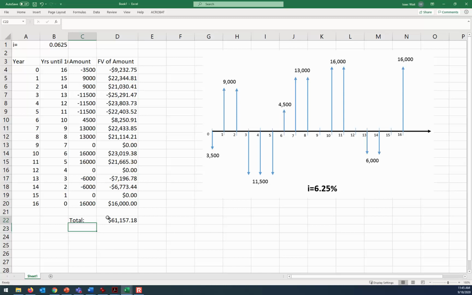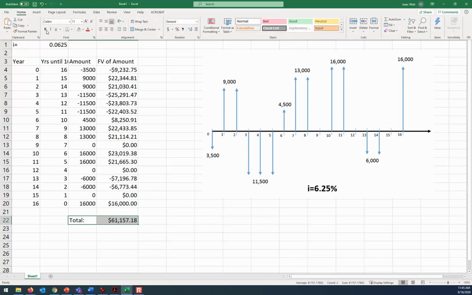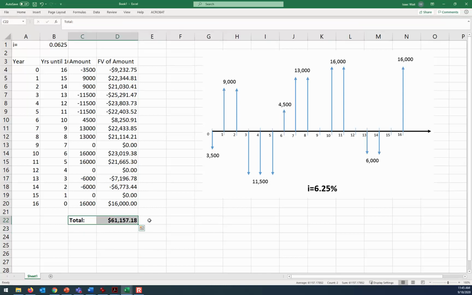All right, so here is our answer. If you move all of those amounts to the future, let's put a little annotation on here: the sum of the future value amounts. 61,157 and 18 cents. Anybody else get that same amount? I'm hoping I didn't have a typo along the way.